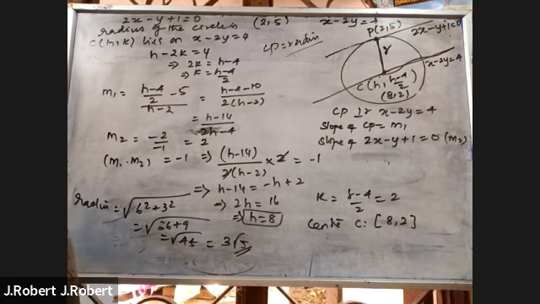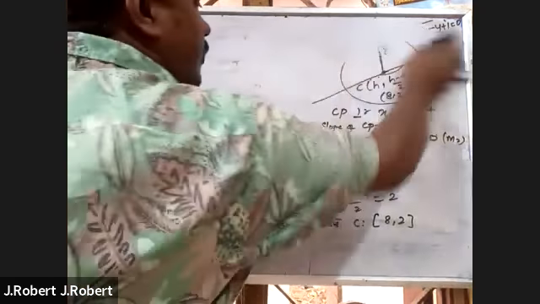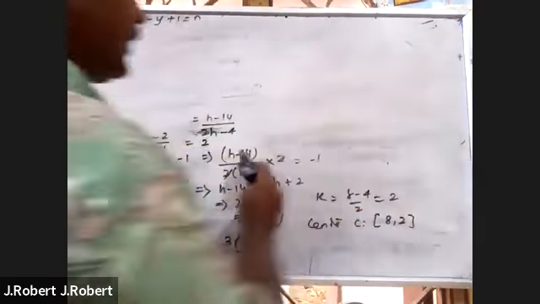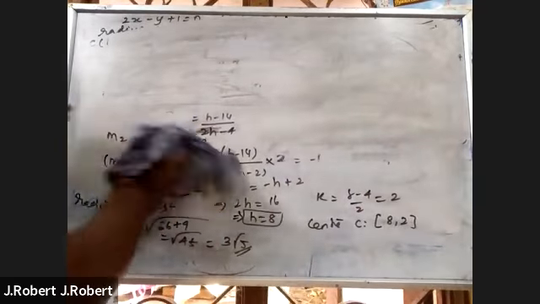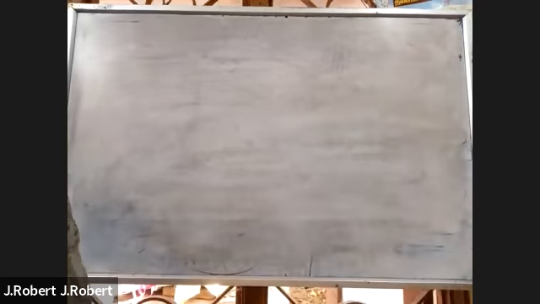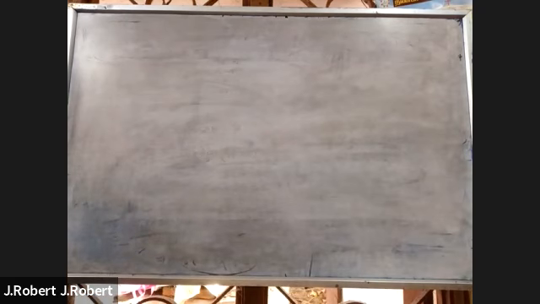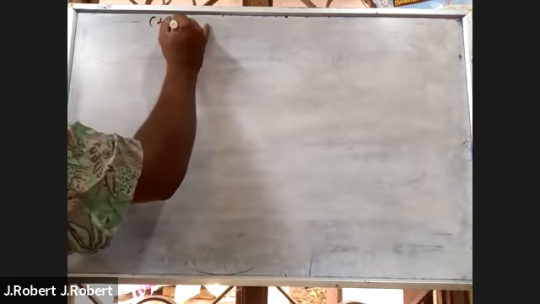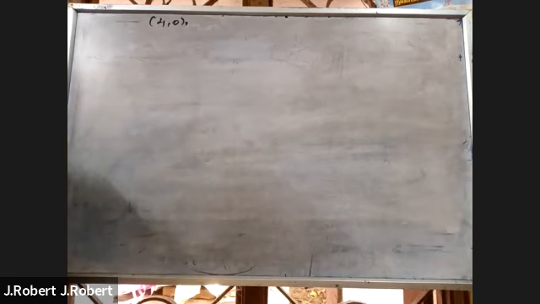If a circle C passing through a point four comma 0 touches. So the last problem of today's class.